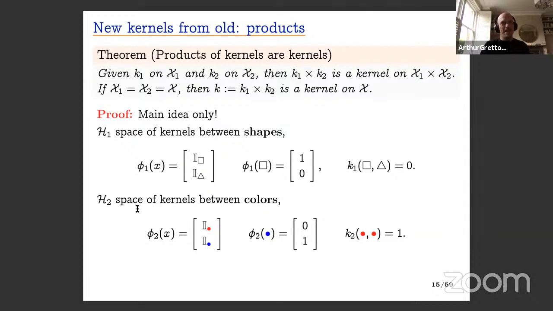Okay, now let's say that I have a second feature space, which is my feature space on colors. All right, so feature of blue gives me 1 in the blue slot, 0 in the red slot, and kernel between red and red is 1.